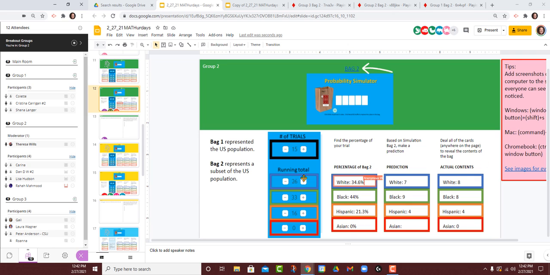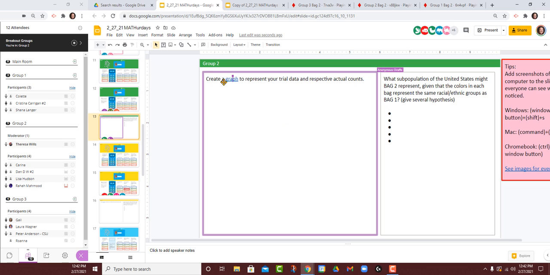So you've seen the contents now of bag 2, and the big question is, what describes this subset of the U.S. population? On your next slide, you'll create a graph. You'll just plug in your numbers, and then you'll make some prediction. There are some bullet points there for you to think about what this could be.